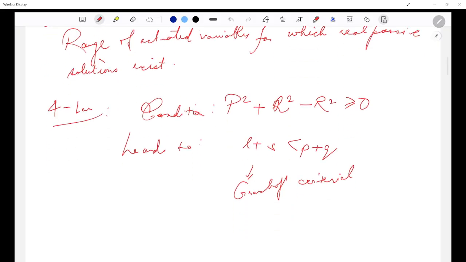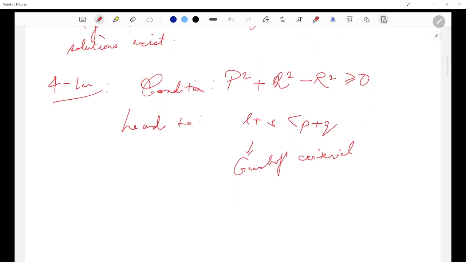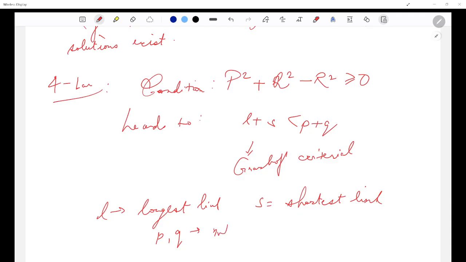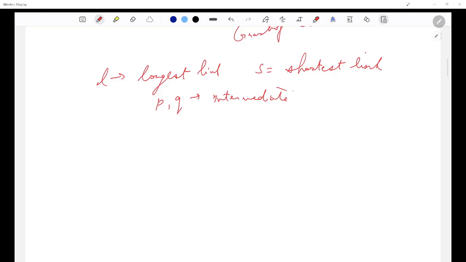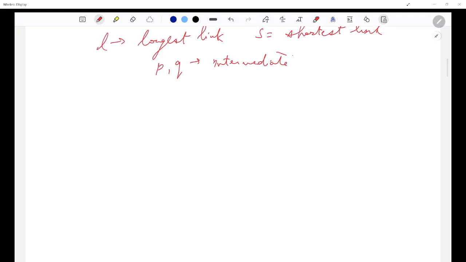Where? What are L, S, P and Q? L is the longest link. S is the shortest link. And P and Q are intermediate. Okay, so all in all, I'll cover just this much part for the revision.